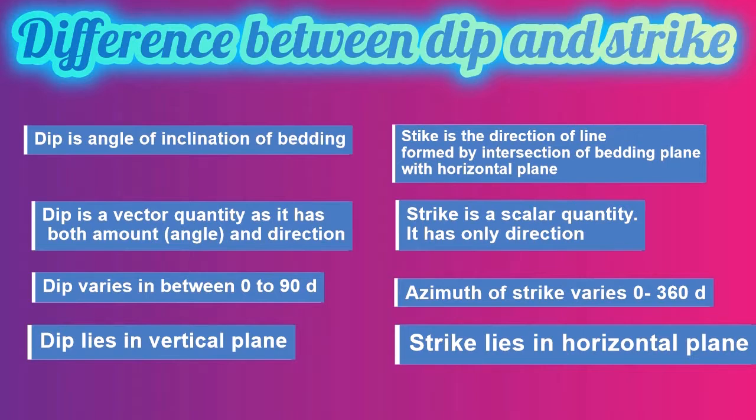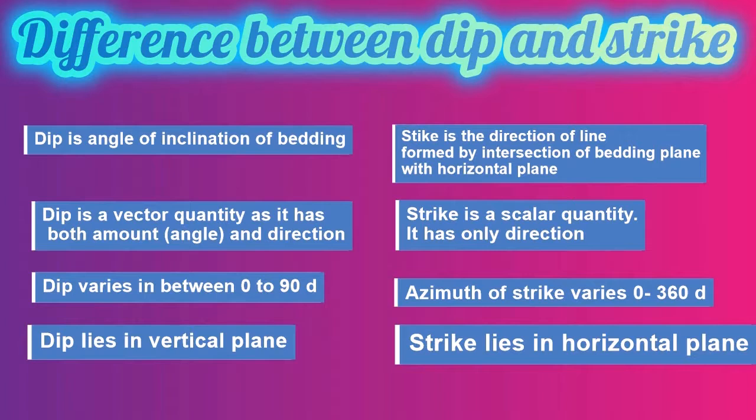Difference between dip and strike. Dip is an angle of inclination of bedding, whereas a strike is the direction of the line formed by the intersection of the bedding plane with the horizontal plane. Dip is a vector quantity as it has both amount in terms of angle and direction. A strike is a scalar quantity, it has only direction.